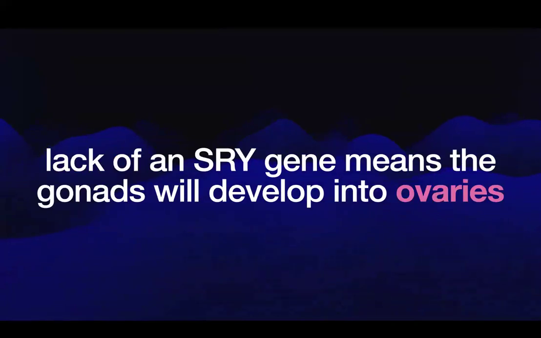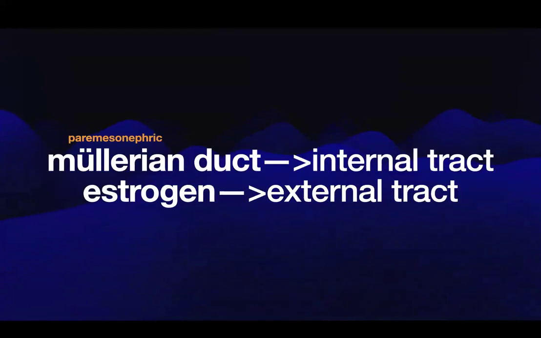Now, when you don't have an SRY gene, those undifferentiated gonads will develop into ovaries. Now, there are two important structures to know. You have something called the Mullerian duct, also known as the paramesonephric duct. This Mullerian duct will eventually become all the structures of the internal tract. So the uterus, the fallopian tube, and that proximal part of the vagina.